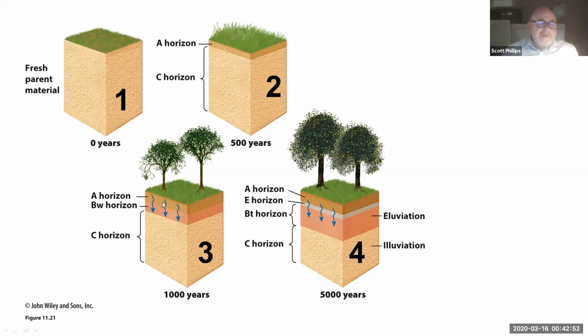The B horizon is where minerals and things get washed or leached down and collect above the C horizon. And then over a long period of time, the most mature soils start to get washed out underneath the A horizon, and that's what makes the E horizon.